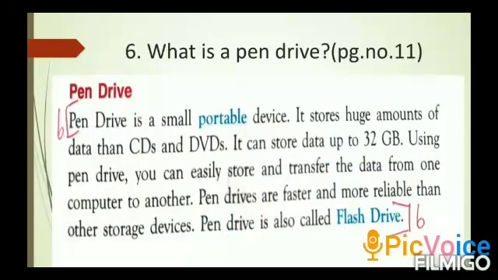Sixth question, what is a pen drive? This is page number 11. Answer. A pen drive is a small portable device. It stores a larger amount of data than CDs and DVDs. It can store data up to 32 GB. GB stands for gigabyte. Using a pen drive, you can easily store and transfer data from one computer to another. Pen drives are faster and more reliable than other storage devices. A pen drive is also called a flash drive.